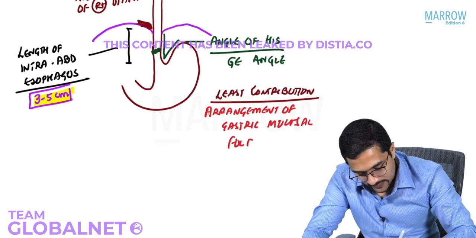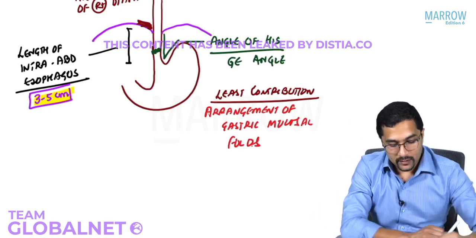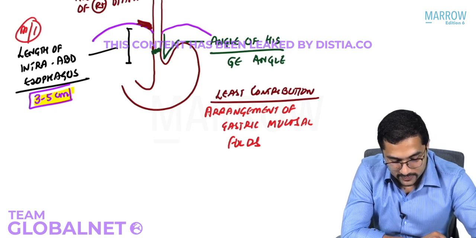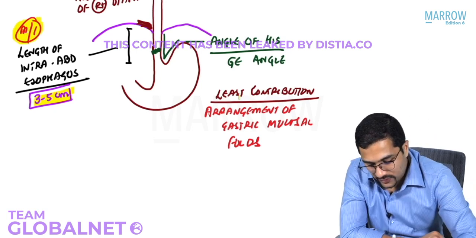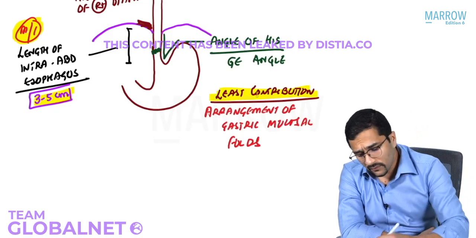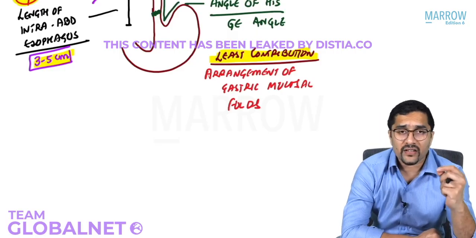Right? So these two questions have been asked in the exam. The most important factor is the length of the intra-abdominal esophagus. This has been asked. And the least contribution is by the arrangement of the gastric mucosal folds. These are the factors which prevent reflux.